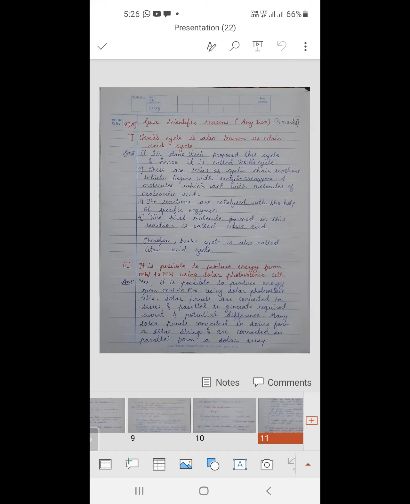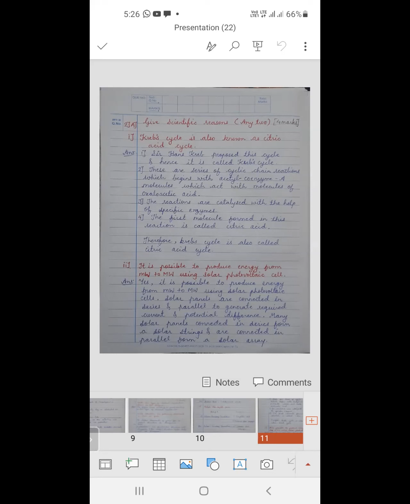These are a series of cyclic chain reactions which begin with acetyl coenzyme A and react with molecules of oxaloacetic acid. Third point, the reactions are catalyzed with the help of specific enzymes. Fourth point, the first molecule formed in this reaction is called citric acid. So the first molecule formed in this reaction is citric acid, so it is also called the citric acid cycle.